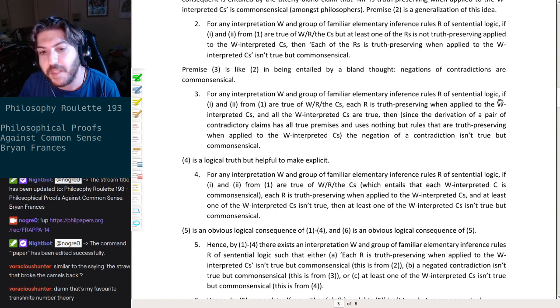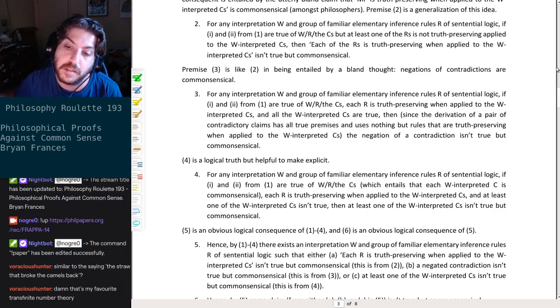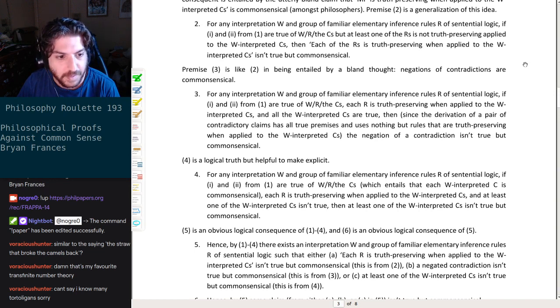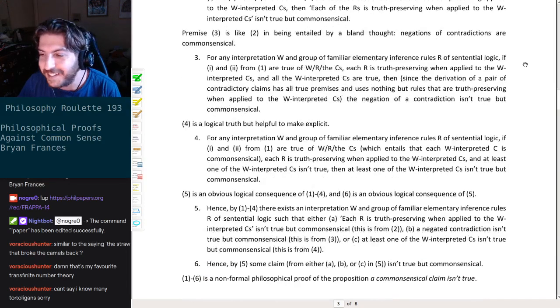All right. 3. For any interpretation W and a group of familiar elementary inference rules of sentential logic, if 1 and 2 from 1 are true in the interpretation for the rules and the C's, then each rule R is truth-preserving when applied to W-interpreted C's, and the W-interpreted C's are true. Then, since the derivation of a pair of contradictory claims has all true premises and uses nothing but the rules that are truth-preserving when applied to the W-interpreted C's, the negation of a contradiction isn't true but commonsensical. Tautologies? Sorry. Well, just find yourself your favorite contradiction and then negate that, and then you'll know a tautology. It's always true.